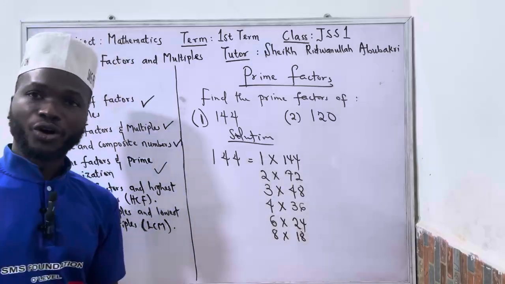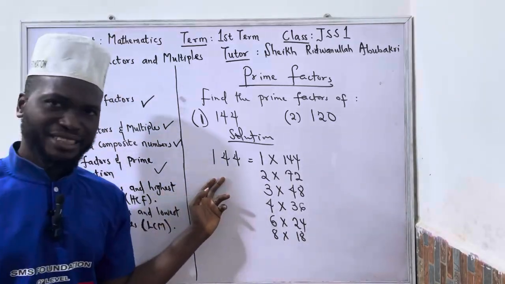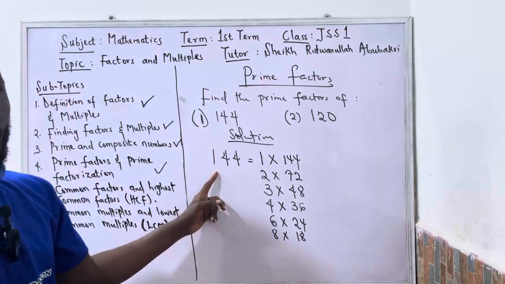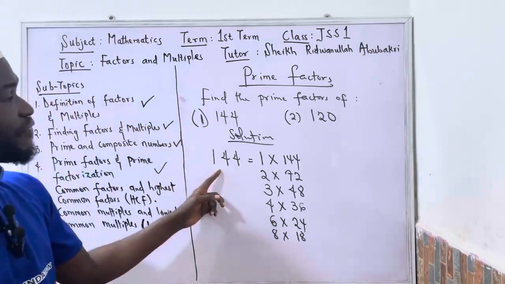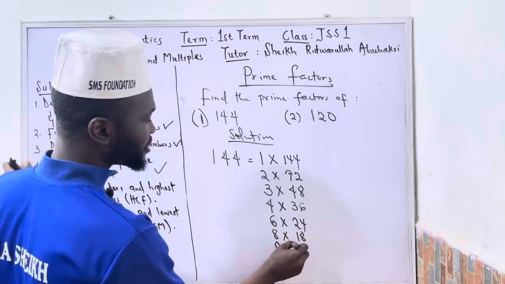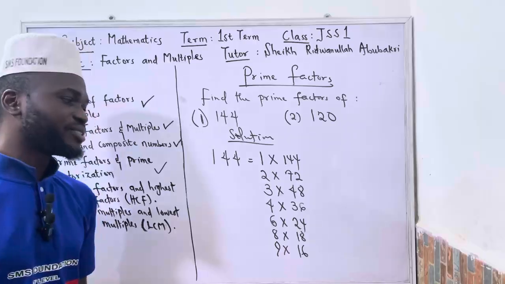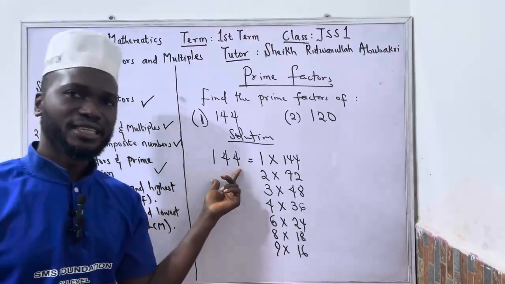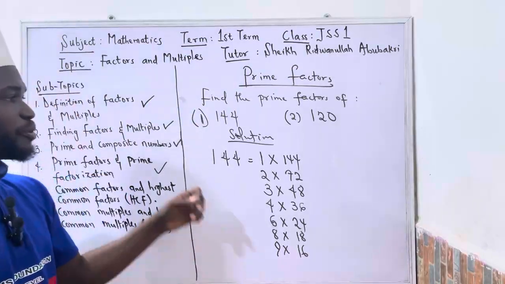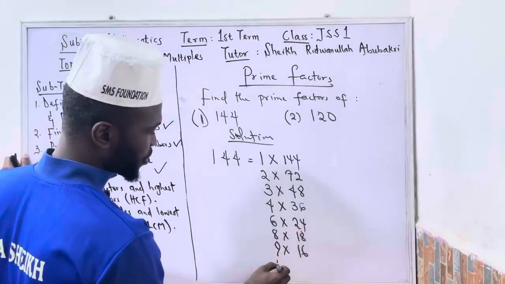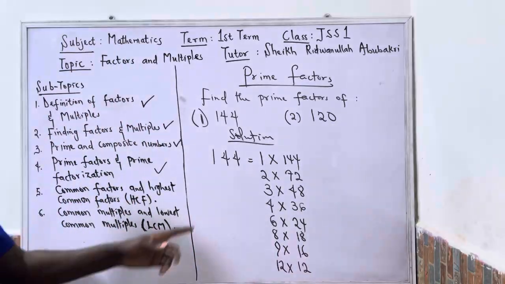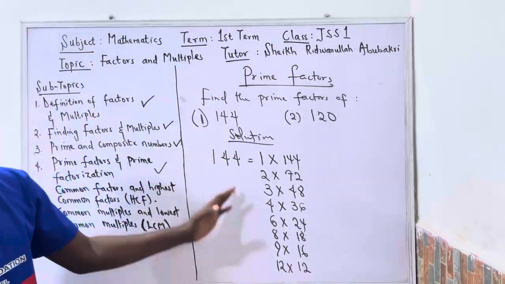That will also work. So what about 9? Can 9 work in this situation? How many 9 can I get in 14? That's 1, remainder 5. So it's 16. That will be 9 times 16. So 9 times 16 will also work. What about 10? 10 cannot work. What about 11? 11 cannot work. What about 12? 12 can work. That's 12 times 12. So 12 times 12 will also work to give us 144.